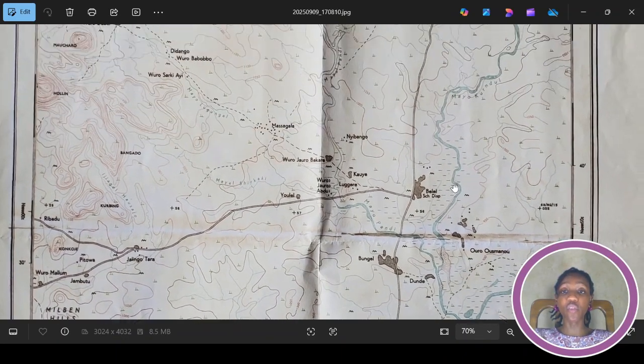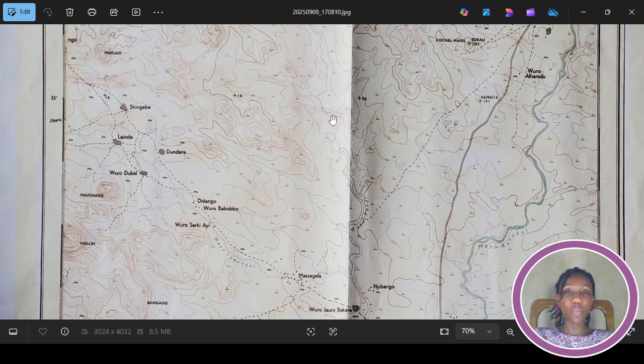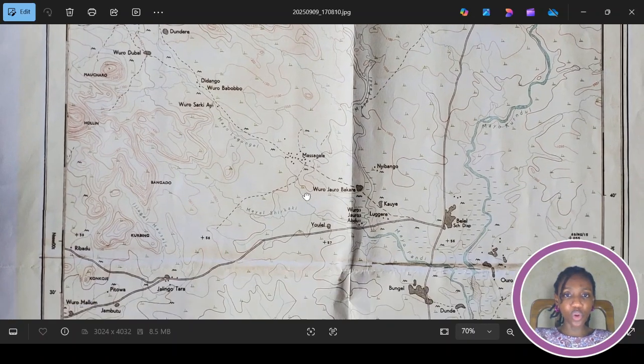Those are not the only rivers that we can see on the map. All these tiny blue lines that you can see, which are different from the brown contour lines, are rivers. And if you look, you can see some of them are labeled. Look at this one.